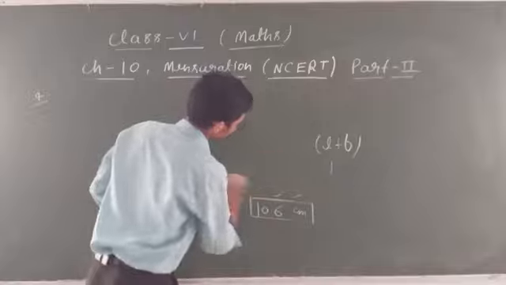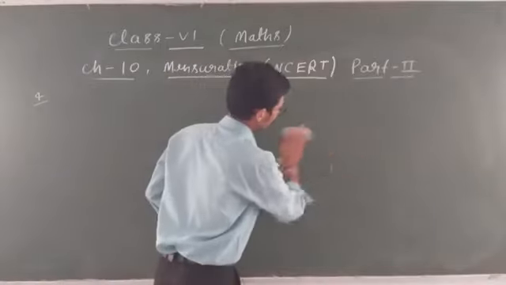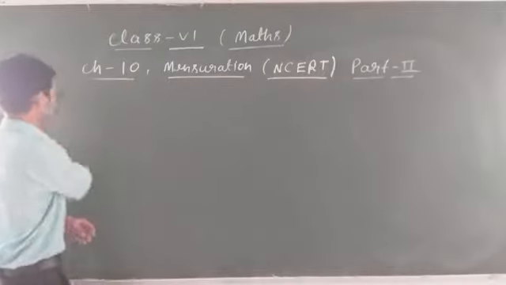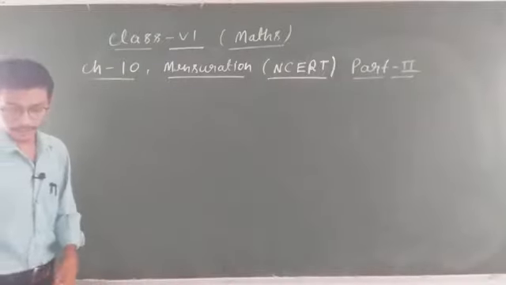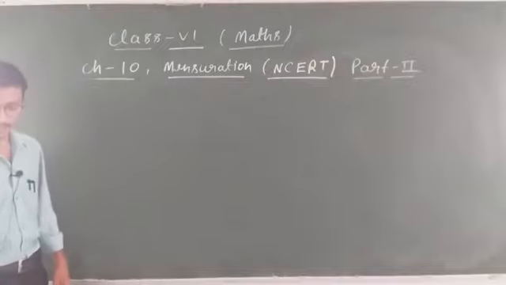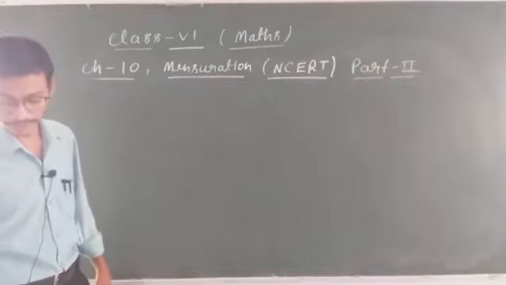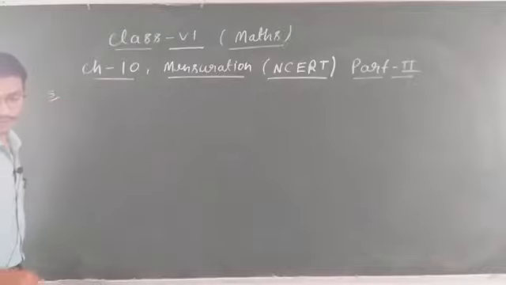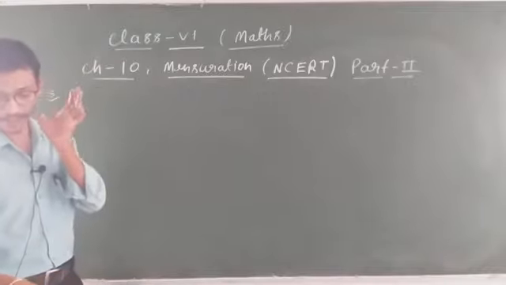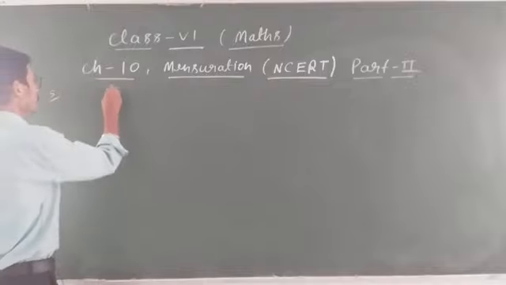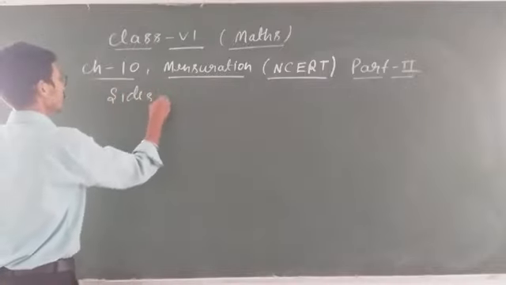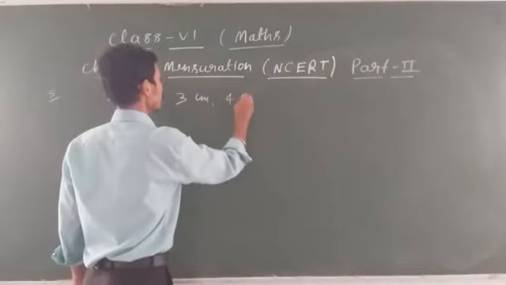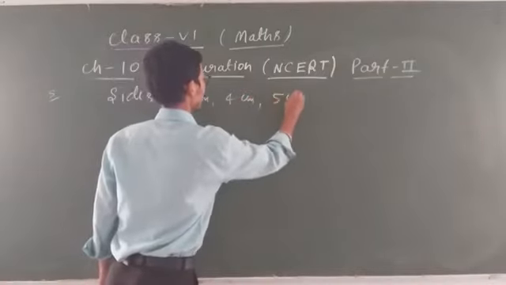So do the question carefully. You have to find out what is given and what you have to find out. Clear, student? Okay. Now the next question is question number 6. Find the perimeter of the following shapes. The first one is a triangle with sides 3 centimeter, 4 centimeter and 5 centimeter.